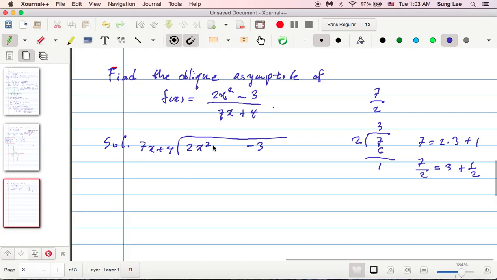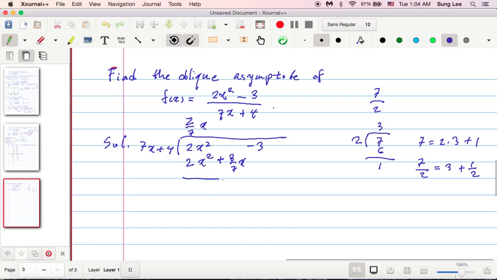First we want to get rid of the 2x squared. To do so, you will have to multiply 7x plus 4 by what? 2 over 7 times x. So 7x times 2 over 7 times x remains 2x squared. And then 4 times 2 over 7 x is going to be plus 8 over 7 x.